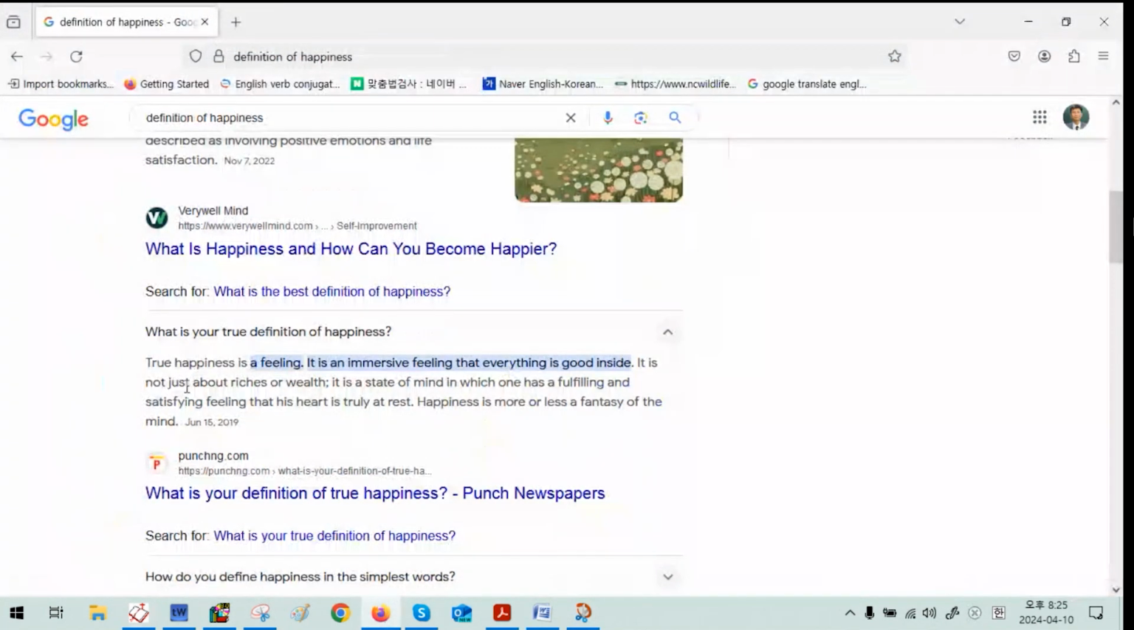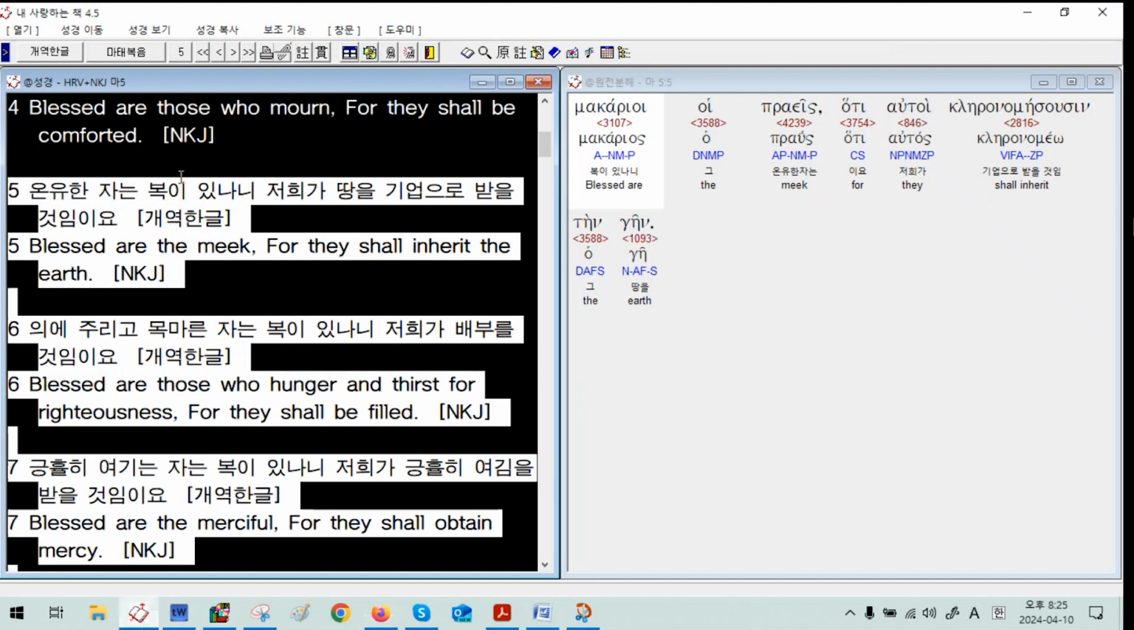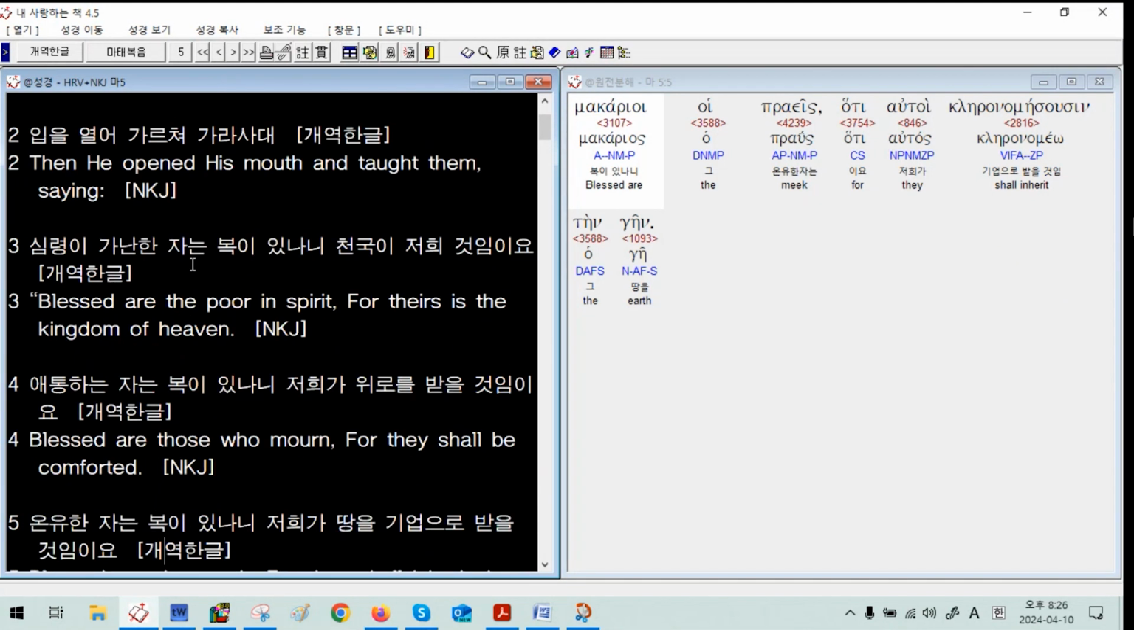Not like this kind of happy, okay? Not like a feeling, an immersive feeling. Not like an emotional state, a feeling of joy, satisfaction, contentment, and fulfillment. It is a totally different definition of happy: man's happiness and God's happiness, who is inviting into the supper of the wedding of the Lamb. So we have to understand Matthew chapter 5, all those happy living.